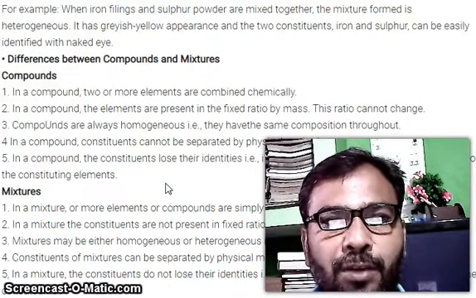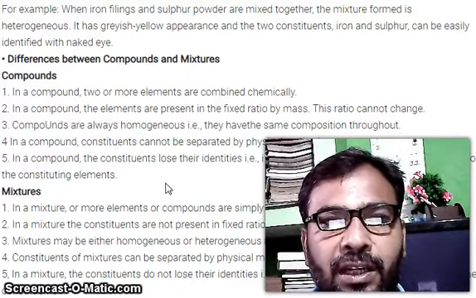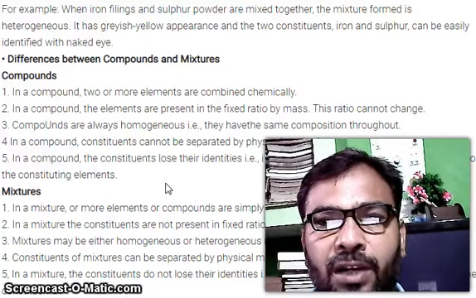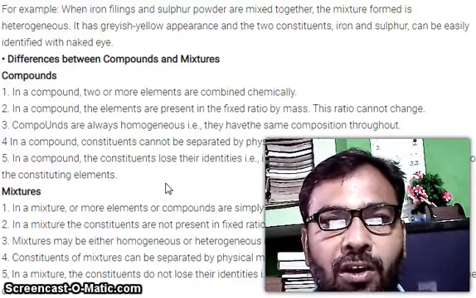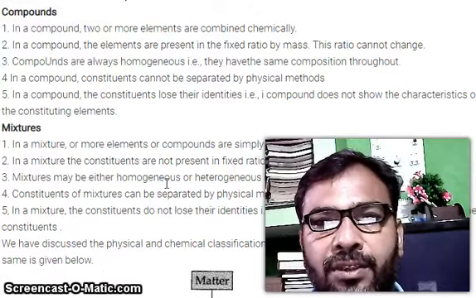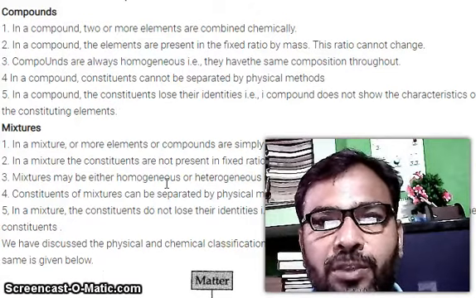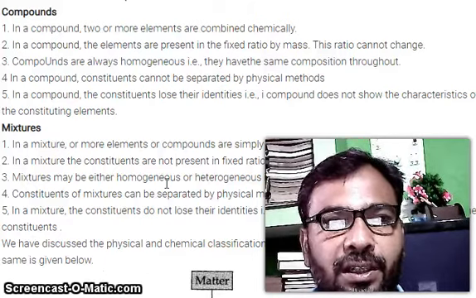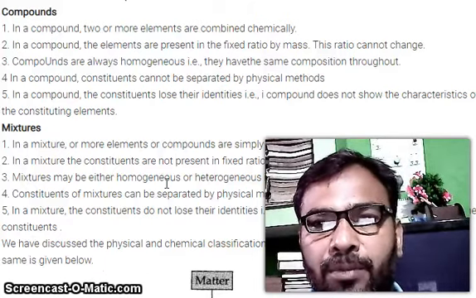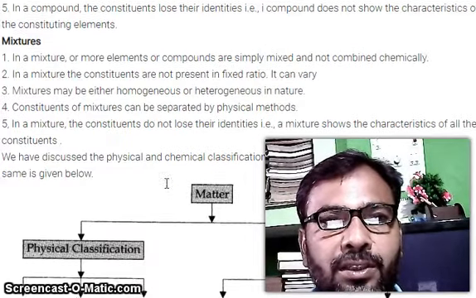In a compound, two or more elements are combined chemically. In a compound, the elements are present in a fixed ratio by mass. This ratio cannot change. Compounds are always homogeneous. They have the same composition throughout. In a compound, constituents cannot be separated by physical methods. In a compound, the constituents lose their identity. A compound does not show the characteristics of the constituent elements.